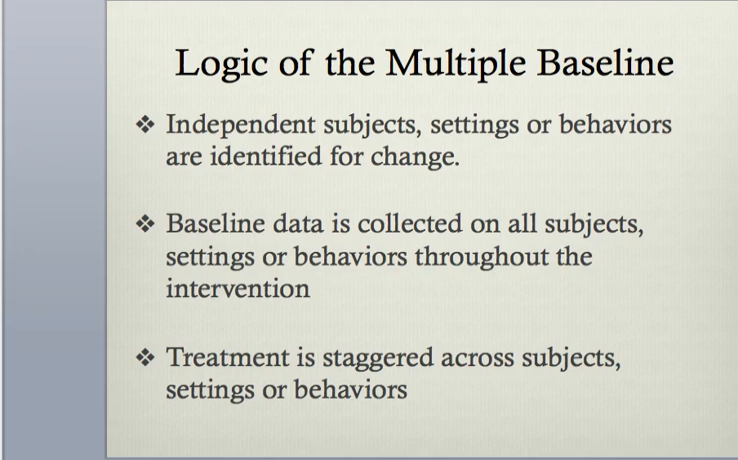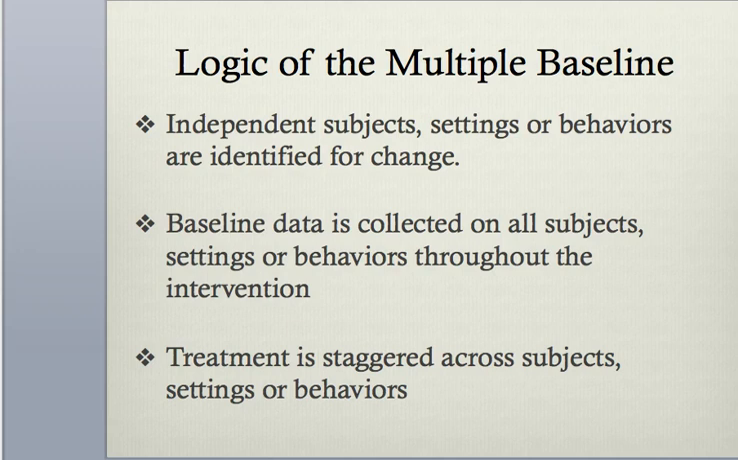And what's important, the critical piece of this, is that the treatment is staggered. So when you are looking at several subjects, we stagger the treatment across the participants. We don't intervene on all of them at the same time. Or when we're using one person, we may intervene in different settings in a staggered fashion. So we may intervene at the preschool, we may intervene at home, and we may intervene on the playground. But we don't do them all at the same time. We stagger those interventions. And the same is true for behaviors.